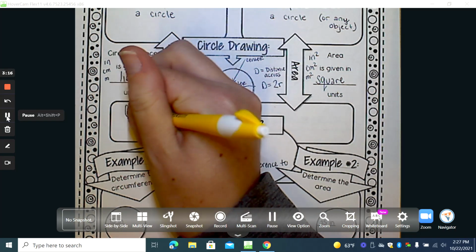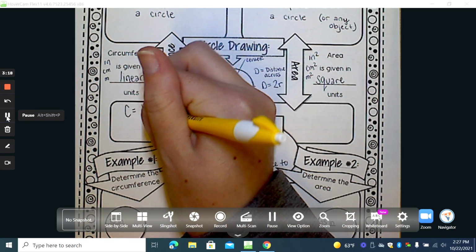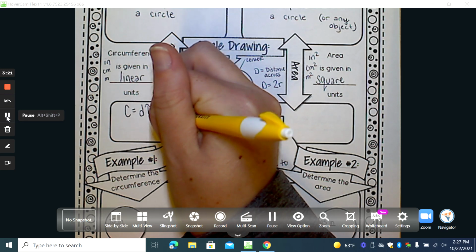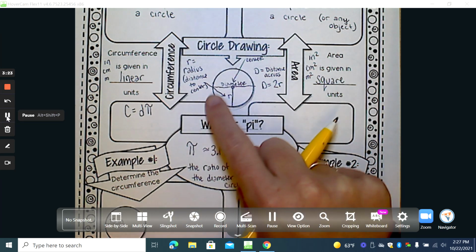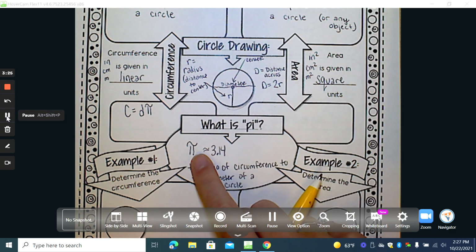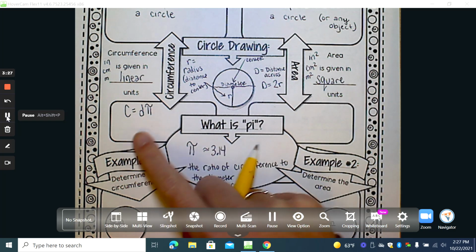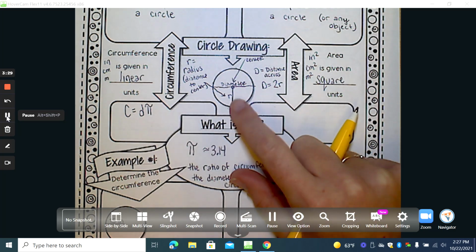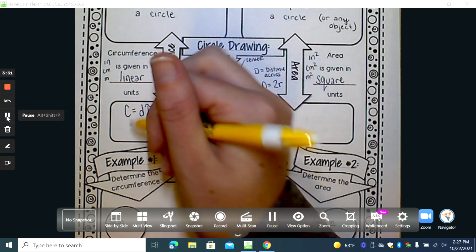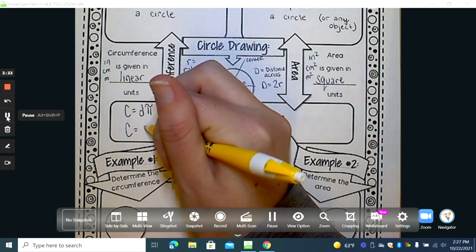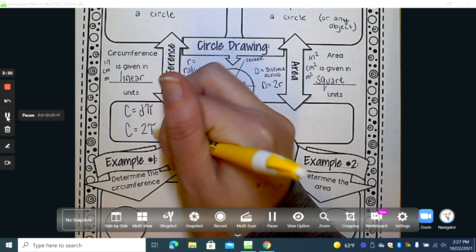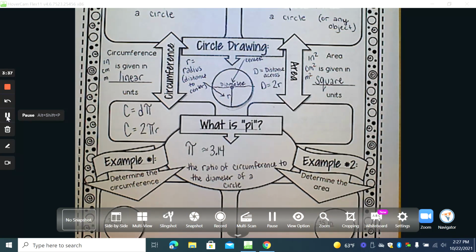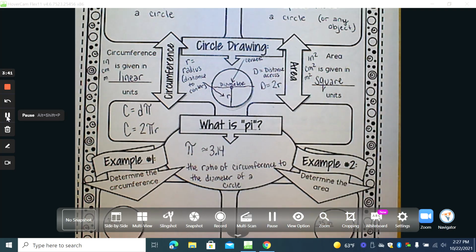So circumference is essentially my diameter times pi. This whole distance across times pi. Sometimes we're not always given the diameter. Sometimes we're given the radius instead. I can solve for my circumference by just multiplying 2 times pi times my radius as well, because diameter is just 2r. Area is a little bit different because it's a little bit more squared, right?